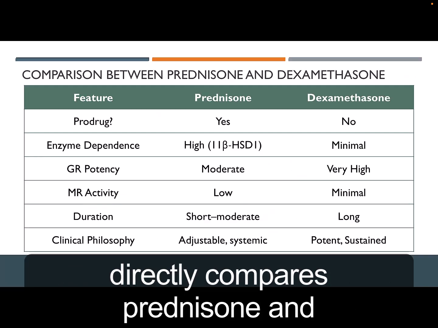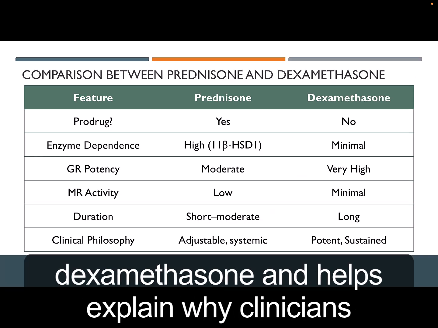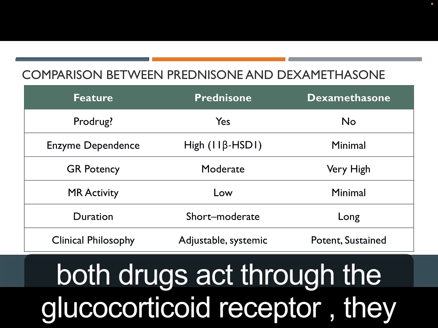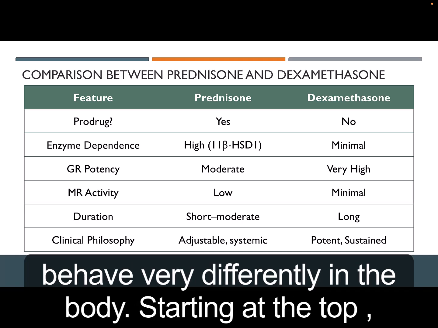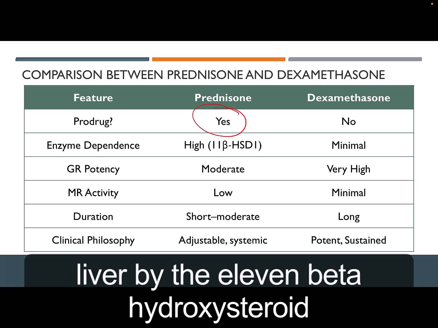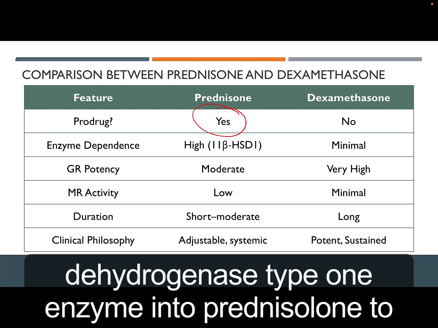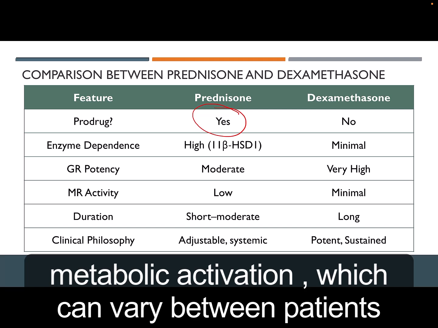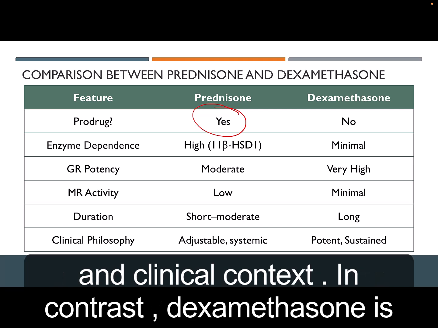This slide directly compares prednisone and dexamethasone and helps explain why clinicians choose one over the other in different situations. Although both drugs act through the glucocorticoid receptor, they behave very differently in the body. Starting at the top, prednisone is a prodrug. It must be converted in the liver by the 11-beta hydroxysteroid dehydrogenase type 1 enzyme into prednisolone to become active. This means its effectiveness depends on metabolic activation, which can vary between patients and clinical contexts.